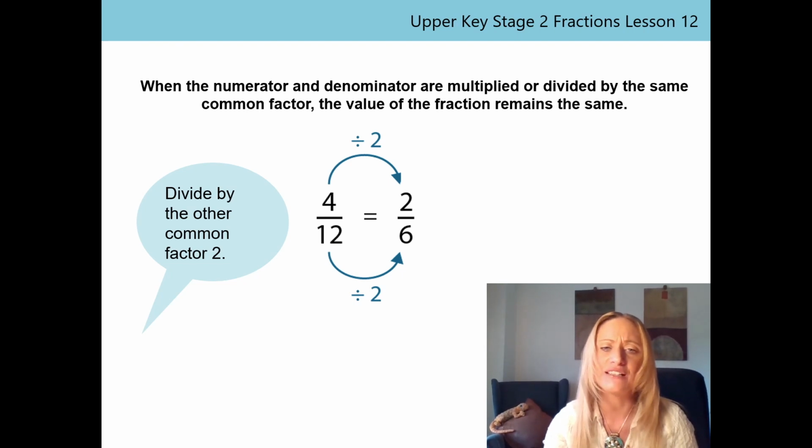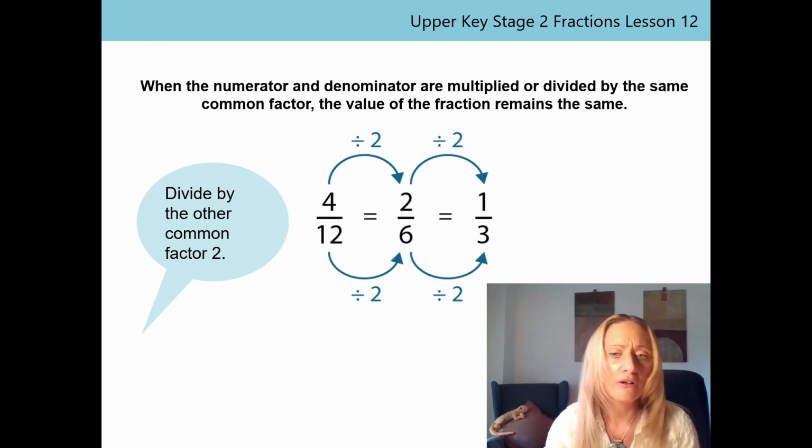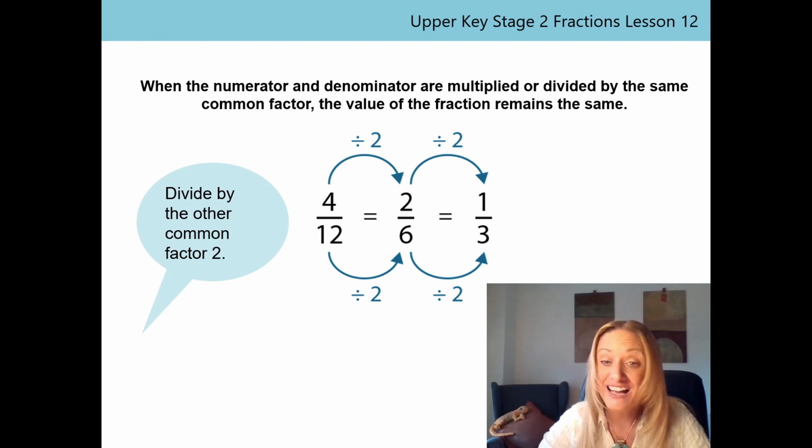How could I get it to be in its simplest form? I could divide it by 2 again. Really well done. If I divide it by 2 again, what will my fraction be? It will be 1/3. Well done. Because, why is that? Because they're the same proportion of the whole. And actually we can see again, can't we, that the numerator and denominator have been divided by the same common factor and the value of the fraction remains the same.